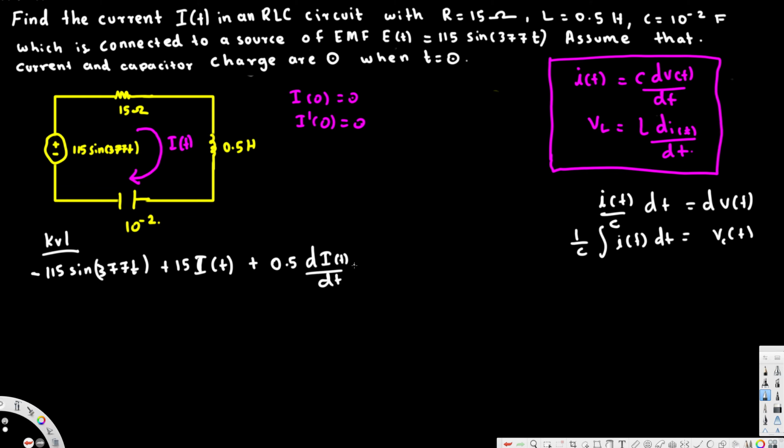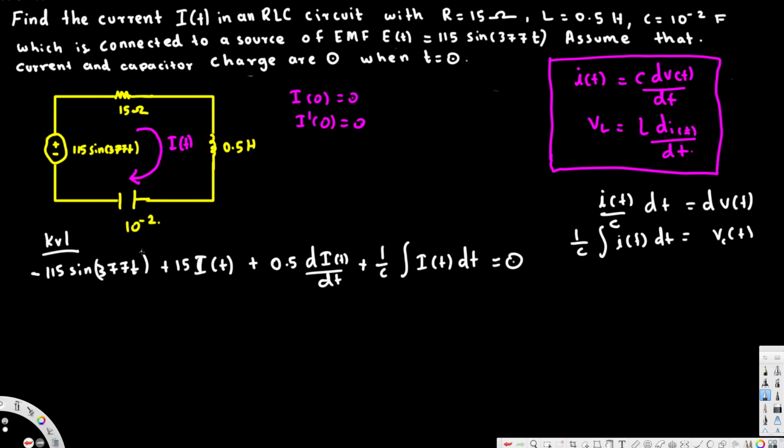So that's what I'm going to replace right here. I'm going to put 1 over c integral i(t) dt. Okay, that's equal to 0. Addition of all the voltage is equal to 0. That's Kirchhoff's voltage law.